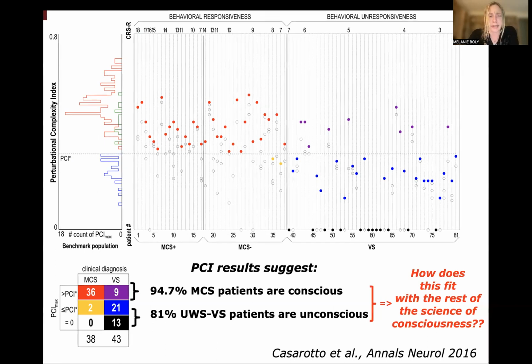But how does it fit then with the rest of the science of consciousness? There has been a lot of debate, again, in the last few years about the role of consciousness for behavior. Some researchers state that consciousness is an epiphenomenon and you can do so many things unconsciously. Well, again, it depends on the methods you use.